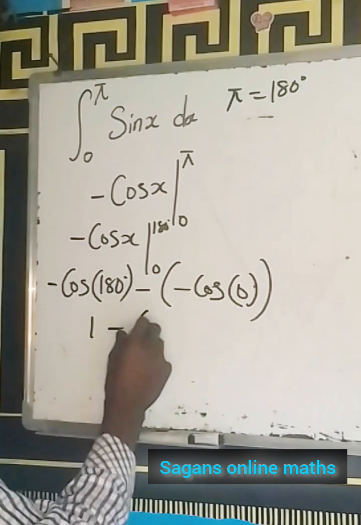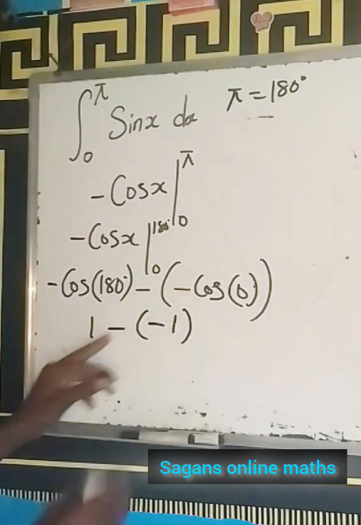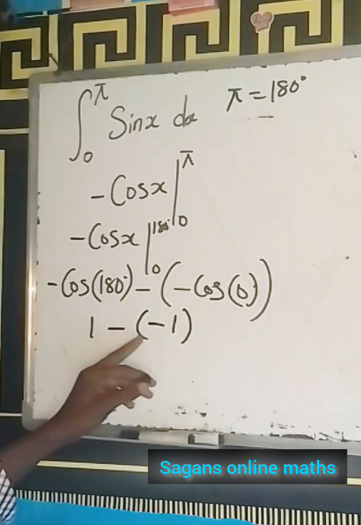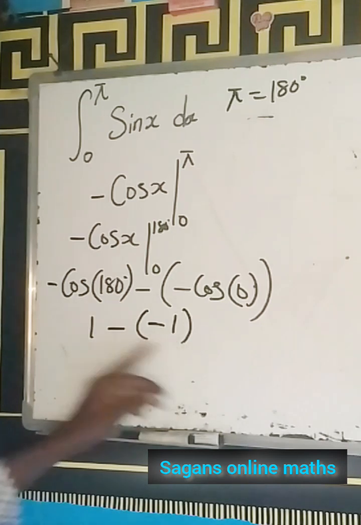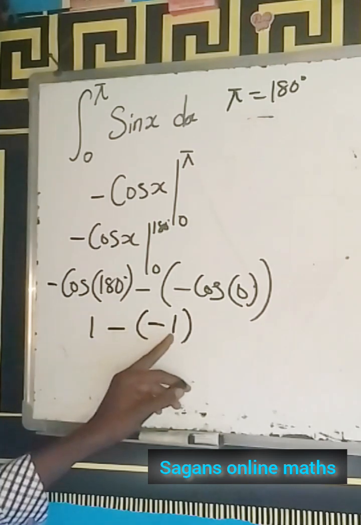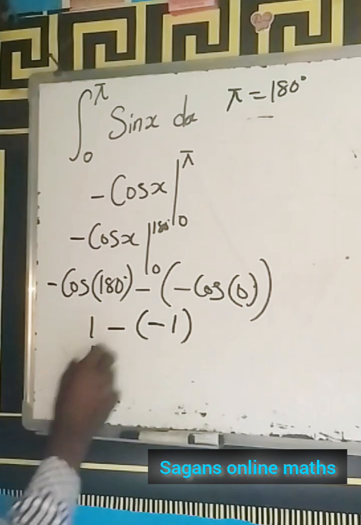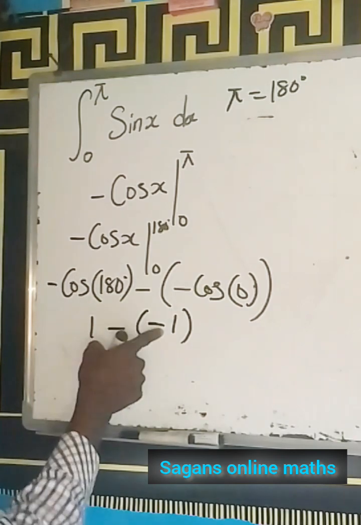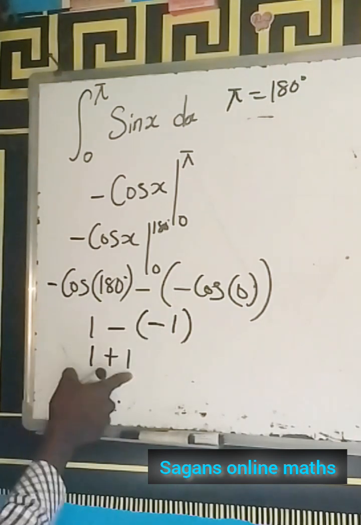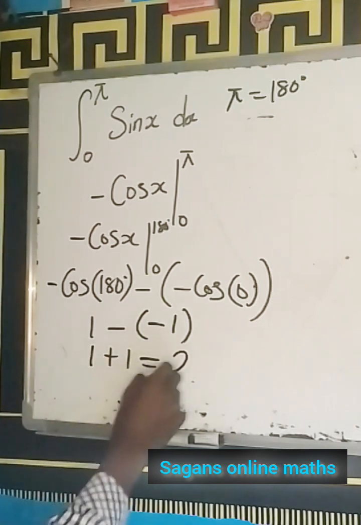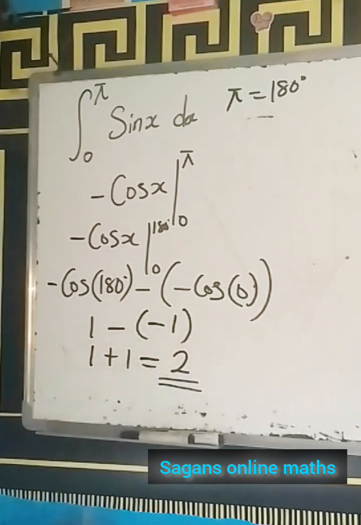So this is 1 minus minus 1. You know that this parenthesis means multiplication, right? So minus multiplied by minus 1 will give us positive. So this now becomes 1 plus 1, because minus times minus is plus. So 1 plus 1 will be equal to 2. And this is just the solution to this particular problem.